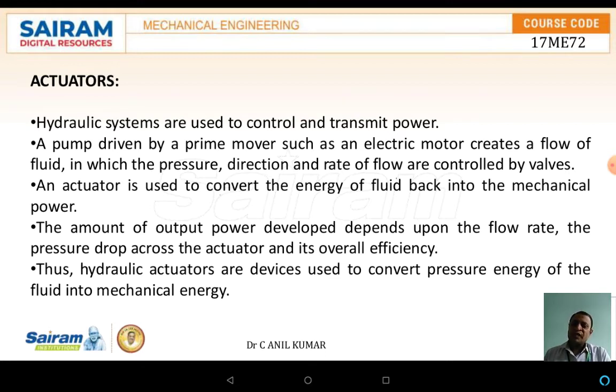The actuators are used to convert the energy of the fluid into mechanical power. The amount of output power developed depends upon the flow rate, the pressure drop across the actuator, and its overall efficiency. Thus, hydraulic actuators are the devices used to convert pressure energy into mechanical energy.